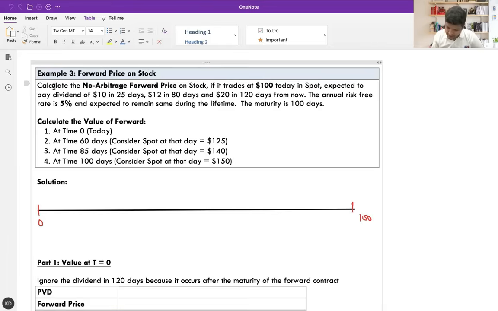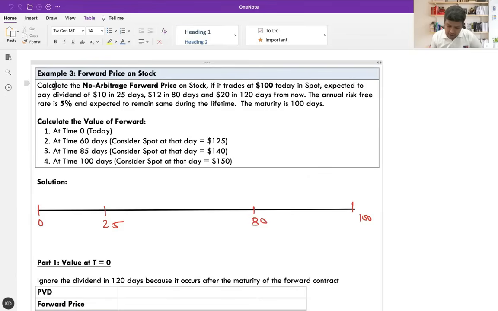So today, what is the price of the asset today? Today, spot is 100. And then you get dividend in 25 days. First dividend. Second dividend you get in 80 days. And the third dividend you get in 120 days. Is that concern for me? No, we are not going to include the dividend which is after maturity. We are going to ignore that. Is that clear?